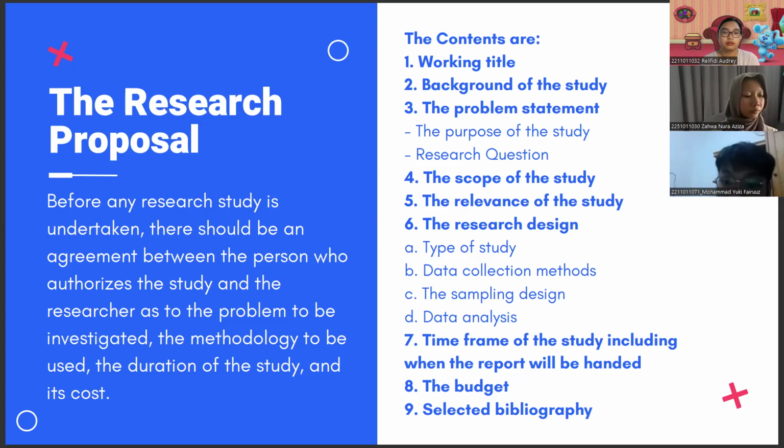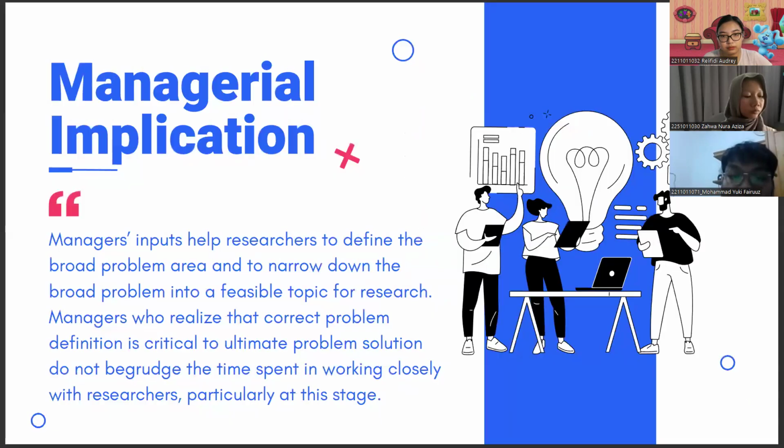The fourth one is the scope of the study. The next one is the relevance of the study. And the sixth one is the research design. The research design includes the type of data, data collection methods, sampling design, and data analysis. The next one is the time frame of the study, including when the report will be handed in. The next one is the budget. And the last one is the selected bibliography.